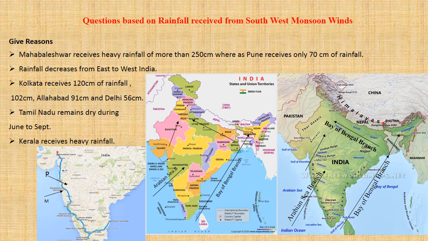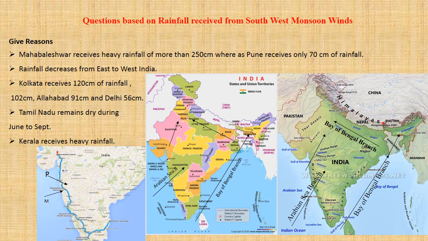Rainfall decreases from east to west India. Pay attention to the map showing the movement of the Bay of Bengal branch from West Bengal to northwest India. As the Bay of Bengal branch moves from east to northwest India, that is from West Bengal towards Rajasthan, the rainfall will go on reducing. And that's why the east part will receive more rainfall from the Bay of Bengal branch compared to the west part.